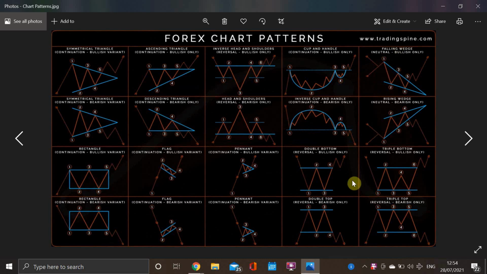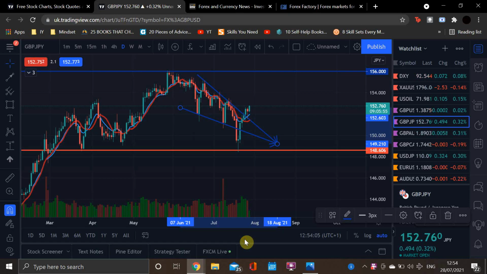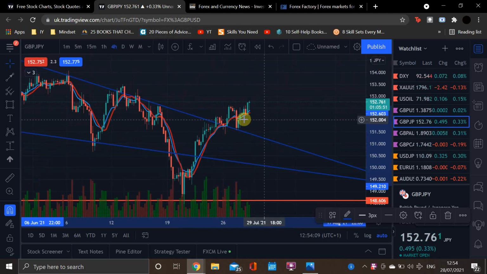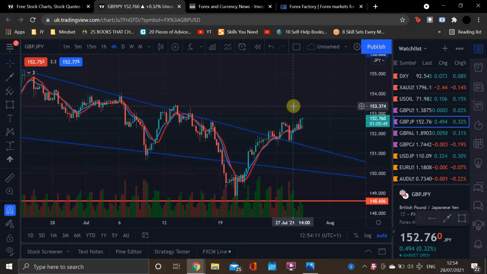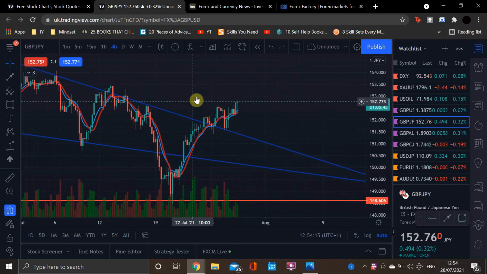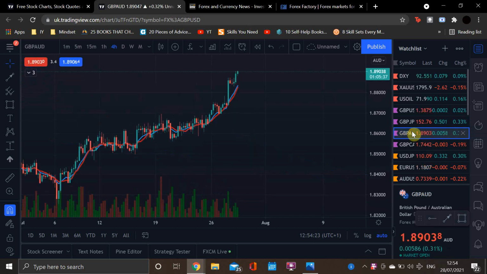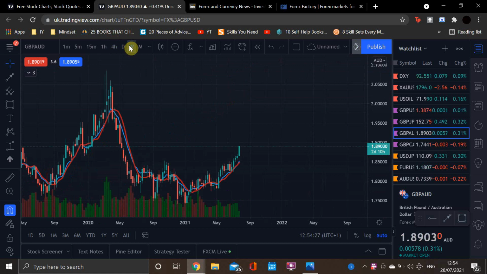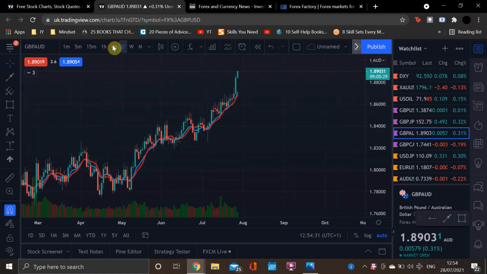It's a falling wedge, so a falling wedge is telling us it's going up. So I'm assuming it's trying to reach these levels, 1, 2, and 3. That would mean I'm betting against the Japanese yen. Let's check GBP AUD. GBP AUD is going up. That's a big push. You can see it on all time frames.